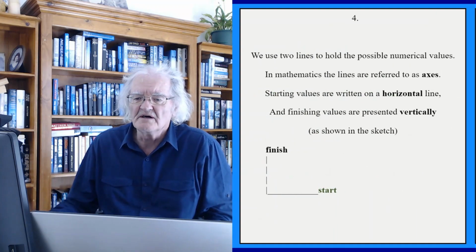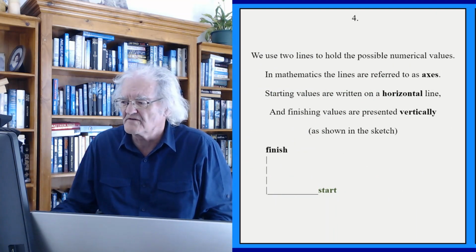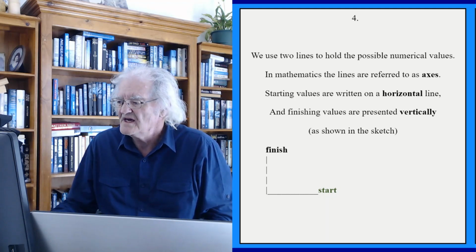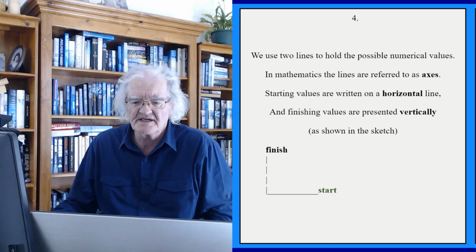We use 2 lines to hold the possible numerical values. In mathematics, the lines are referred to as axes. Starting values are written on a horizontal line, and finishing values are presented vertically. And we call the diagram a sketch, such as what's shown on page 4.